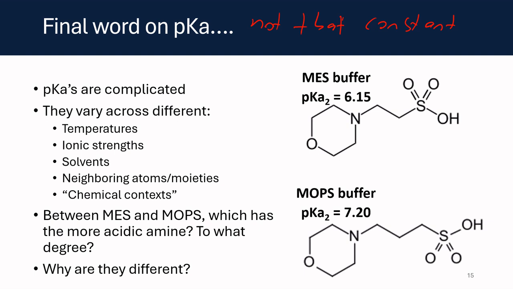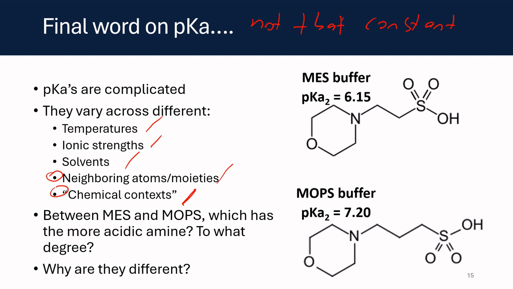The things that can mess up a pKa are stuff like temperature, ionic strength, which I mentioned in the previous slide, different solvents. The pKa could be one number in ethanol, another number in water, another number in DMSO. The neighboring atoms and functional groups will also alter the pKa's. And something called the chemical context, or just the general surroundings, if you will, other molecules that are nearby. And these last two items we're going to highlight in the following question.